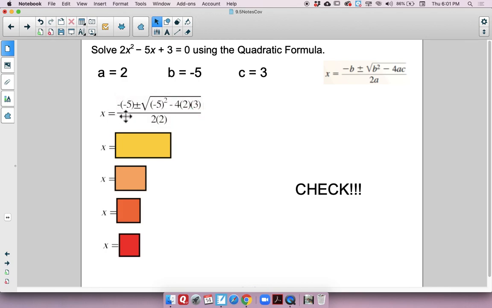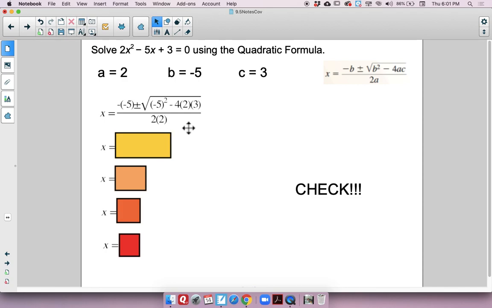So negative, and then -5, because B is -5, plus or minus the square root of, notice how I put the -5 in parentheses here? Think that's a place where people make careless mistakes? Oh yeah, you betcha. Okay, and then -4 times A times C, all over 2 times 2.